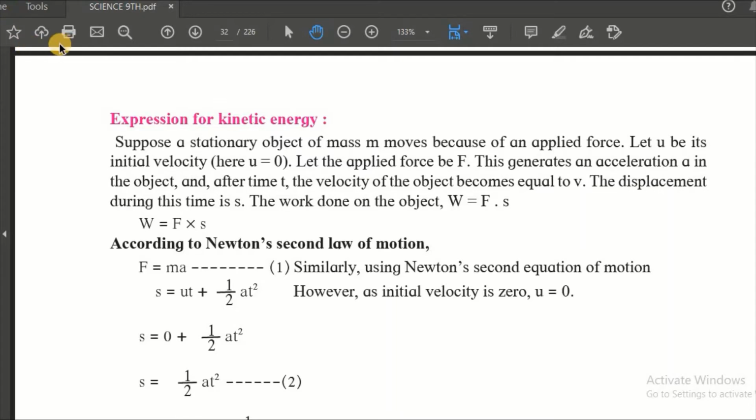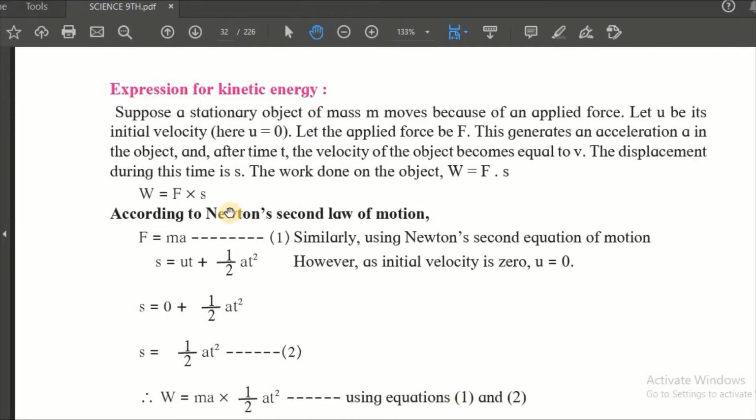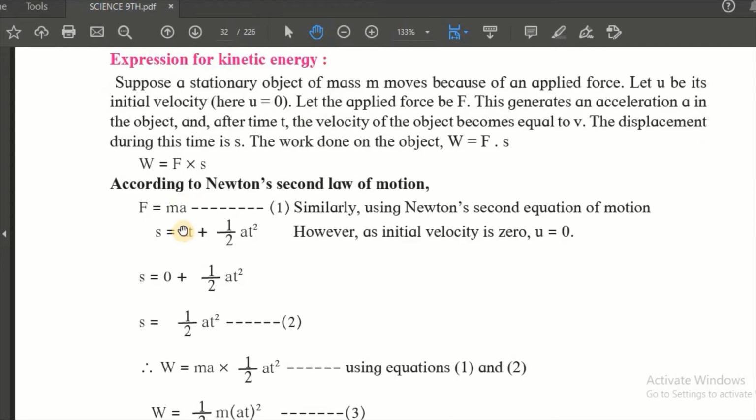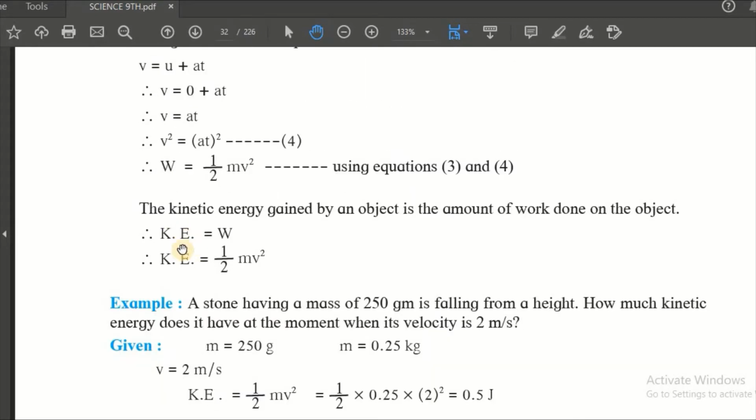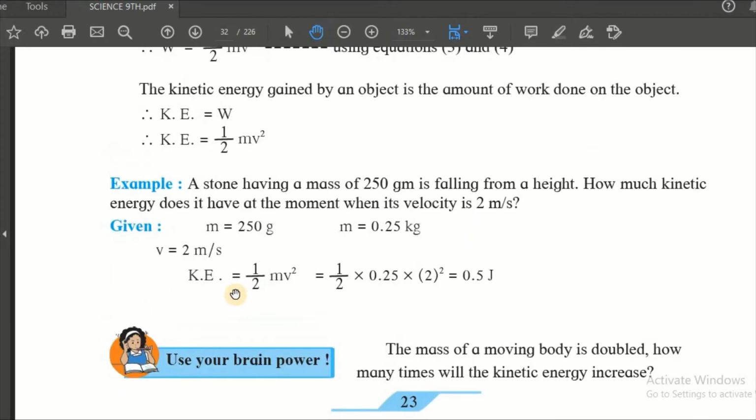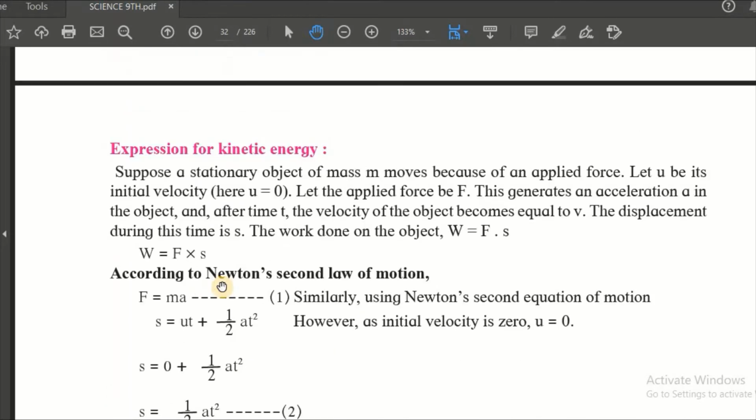Last session, we studied the energy definition, kinetic energy definition, and its formula. In this session, we discuss the expression for kinetic energy and some formulae related to work and energy. We discuss Newton's second law of motion, then we get the kinetic energy formula and some examples. Okay, then we start here.